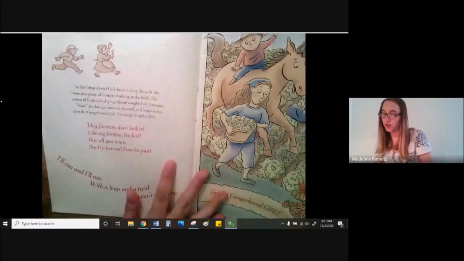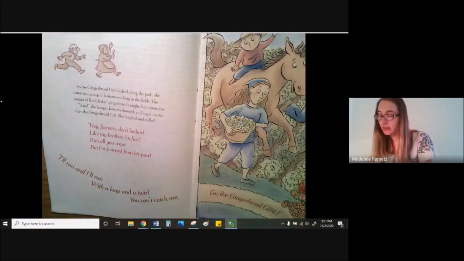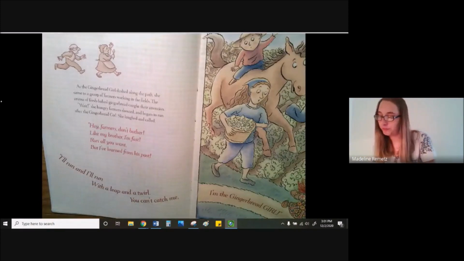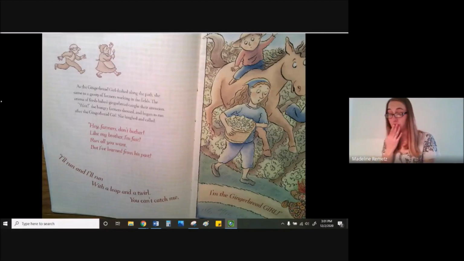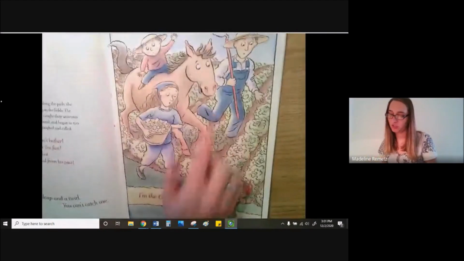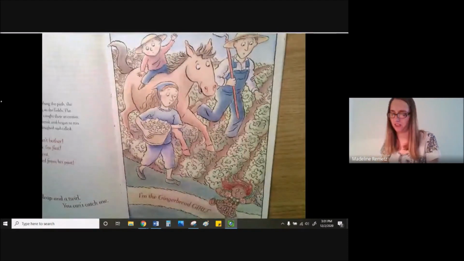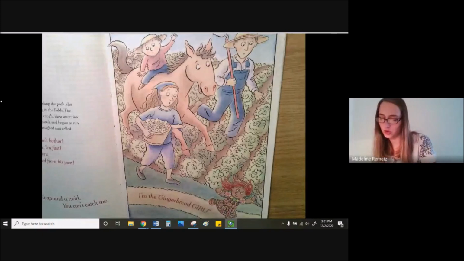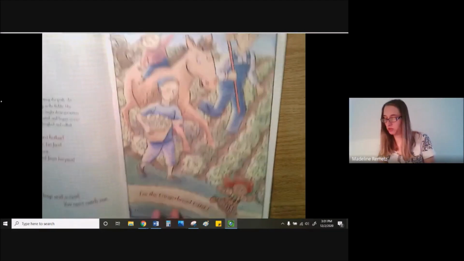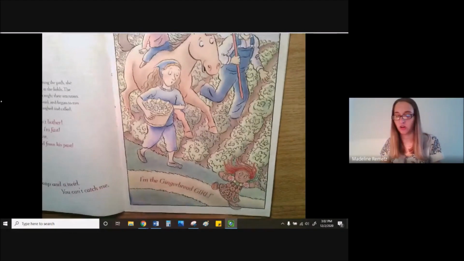As the gingerbread girl dashed along the path, she came to a group of farmers working in the fields. The aroma of fresh baked gingerbread caught their attention. "Wait!" the hungry farmer shouted and began to run after the gingerbread girl. She laughed and called, "Hey, farmers, don't bother, like my brother, I'm fast. Run all you want, but I've learned from his past. I'll run and I'll run with a leap and a twirl. You can't catch me, I'm the gingerbread girl."